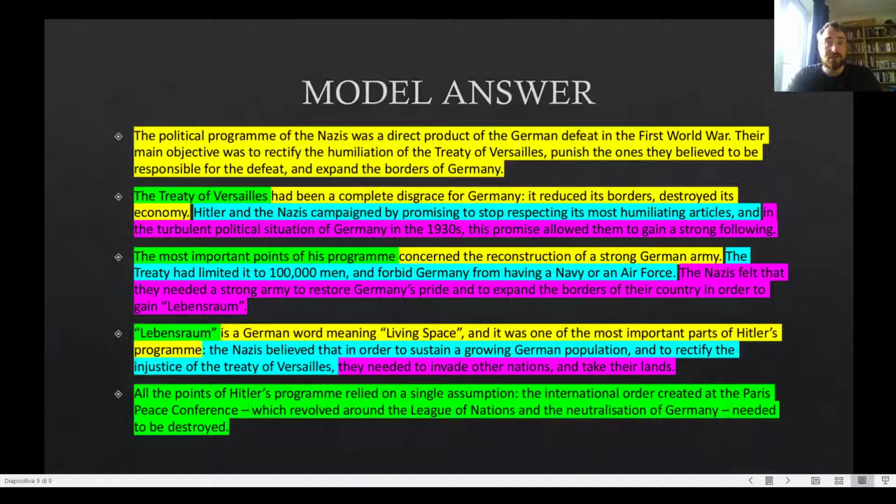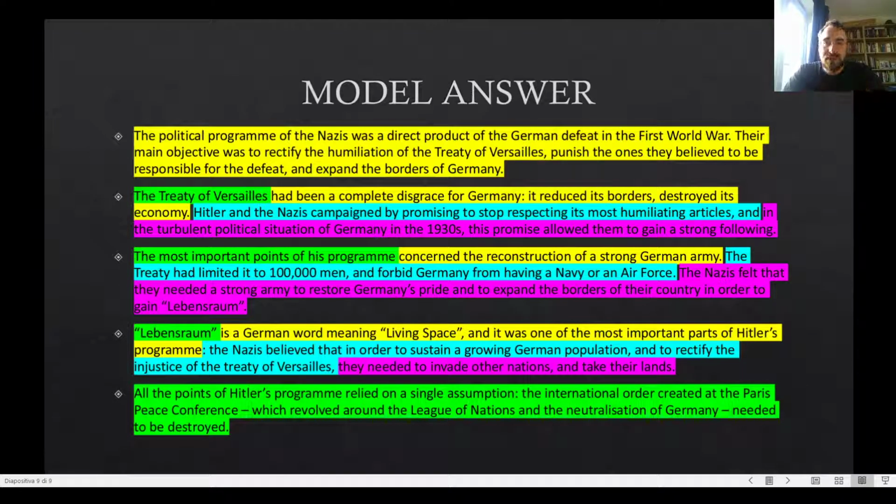Now I'm going to read you a model answer. Model answer to the question, what did Hitler want to do when he rose to power? Now, as you see, the points here are all color-coded. So the yellow ones are the main point of each paragraph. What do you want to say in a sentence? Then you got the evidence, the historical examples you use to support your point, and then the explanation, in purple, which is how those examples, those evidences that you brought are able to support your point. And finally you got in green the link between each paragraph.